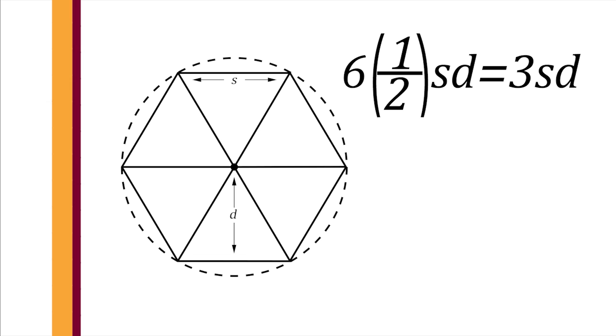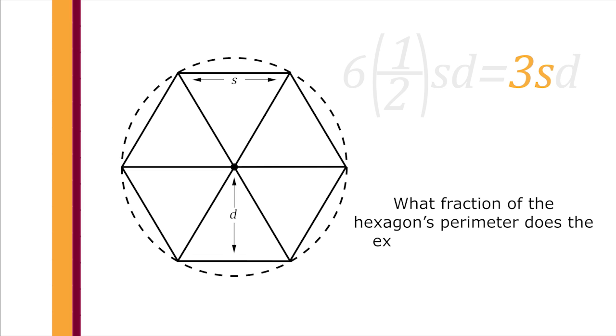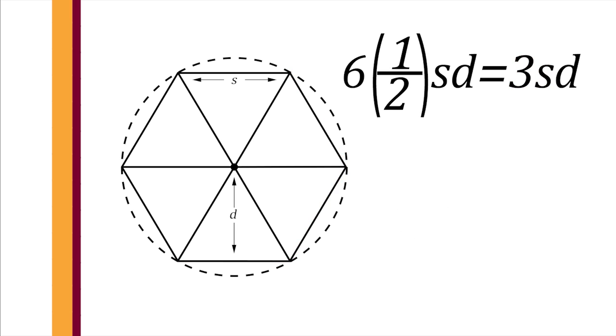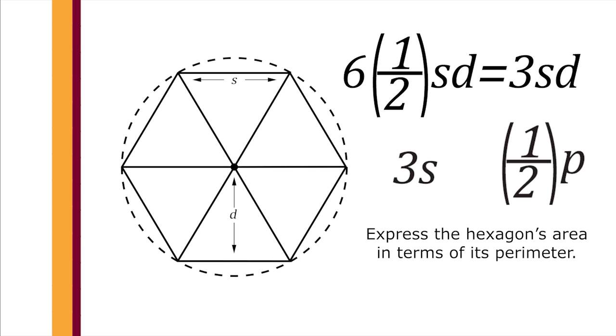To help students attach meaning to the expression 3s, ask, what fraction of the hexagon's perimeter does the expression 3s represent? Students are expected to recognize 3s as representing half of the hexagon's perimeter. Now ask students to express a hexagon's area in terms of its perimeter, p. With guidance, students should rewrite the expression replacing 3s with 1/2 p.